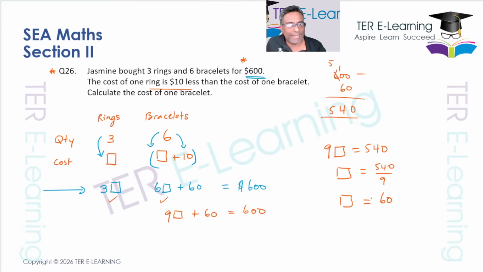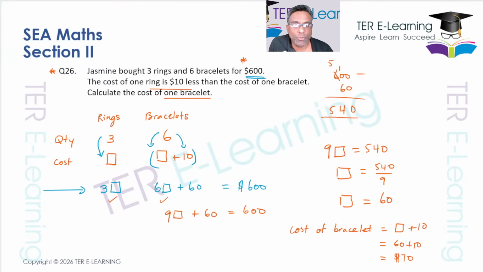Now, what I just worked out there is the value of 1 block, which is the cost for 1 ring. The question is asking me for the cost of a bracelet. So the cost of a bracelet, right, is going to be block plus 10. So that's going to be 60 plus 10. So that's going to be $70, right? That's the cost of one bracelet here. Now, I know this question is a little difficult, right? I know that. So what I want you to do is to go back to the recording, and have a look at it.